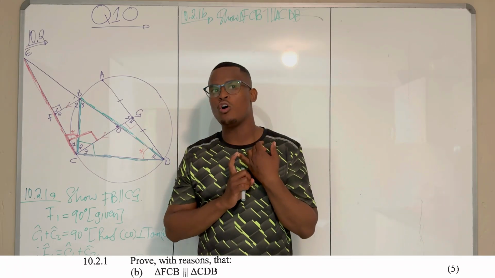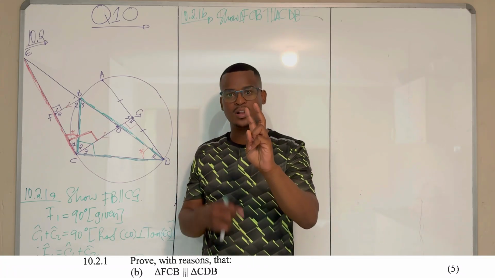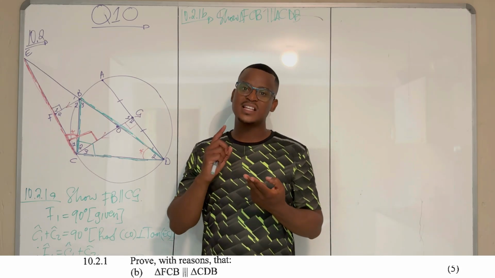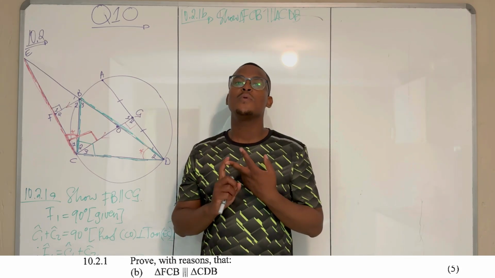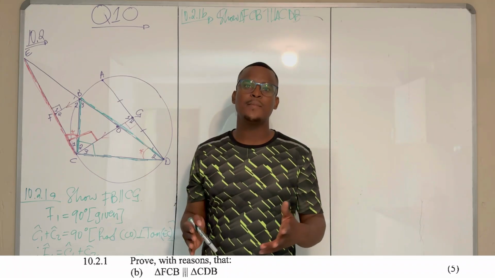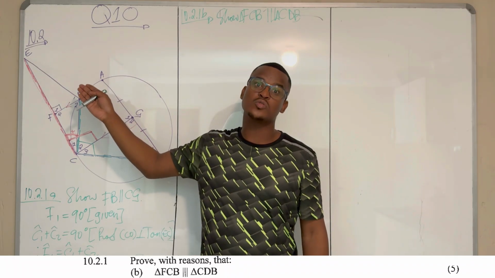You don't have to show all 3 of them. If you wanted to show 2 corresponding angles are equal, the third one will automatically follow from that. The second way you can do that, you must show that the corresponding sides are in the same proportion, which is what we were proving on the first question, which is 10.1.